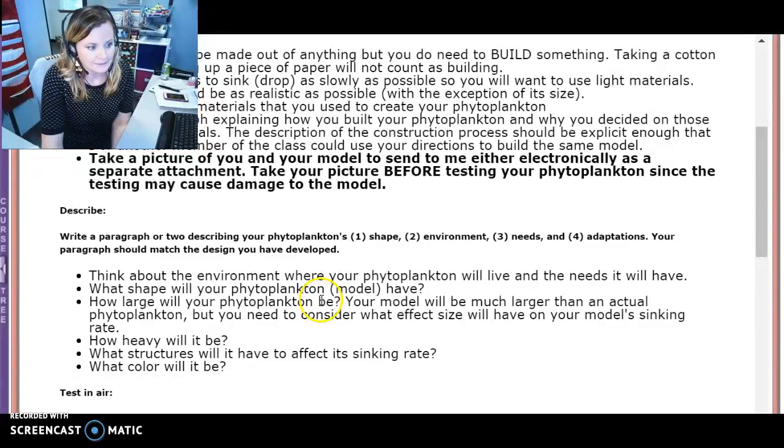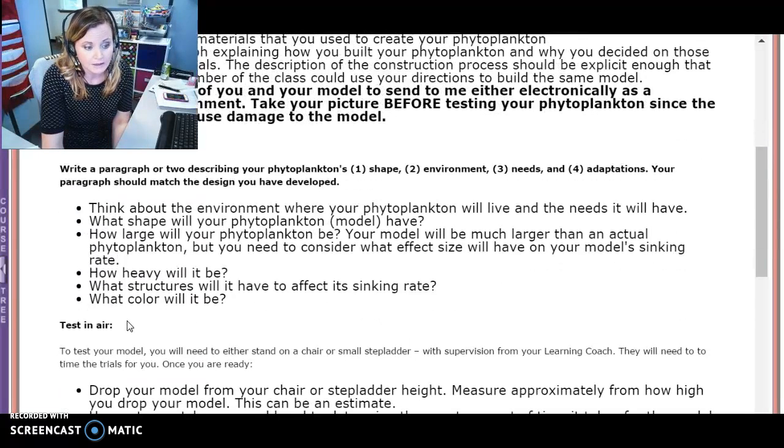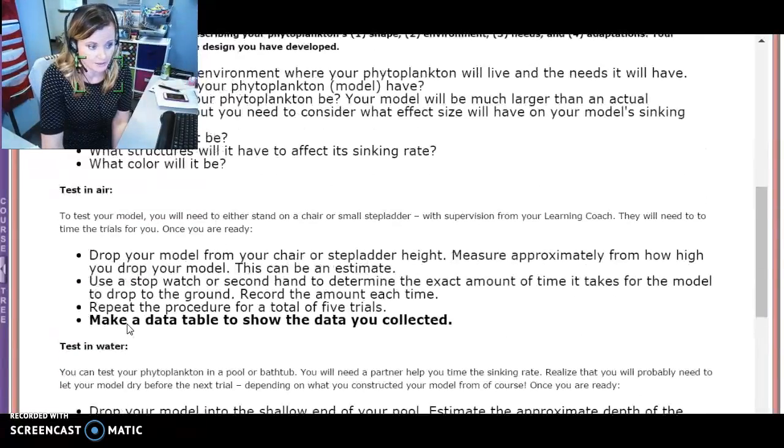And then finally, you're going to talk about what your phytoplankton was like and why it either was or wasn't successful. The questions that it asks here are: think about the environment where your phytoplankton will live and the needs that it will have. What shape will your phytoplankton model have? How large will your phytoplankton be? Obviously, your model is larger than it would be in real life, so tell me, how large would it be in real life? How heavy will it be? What structures will it have to affect its sinking rate? And what color would it be?